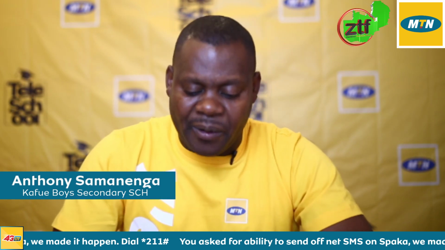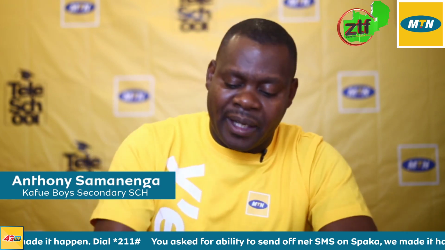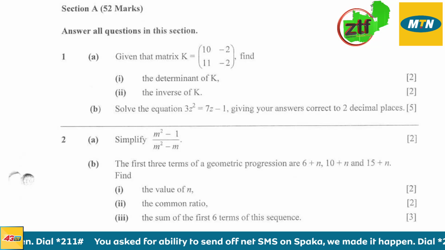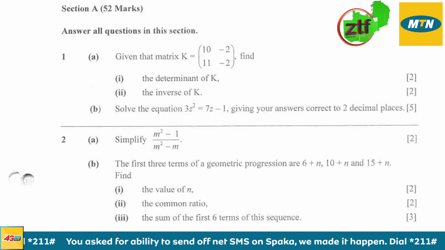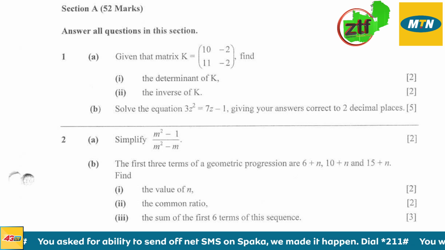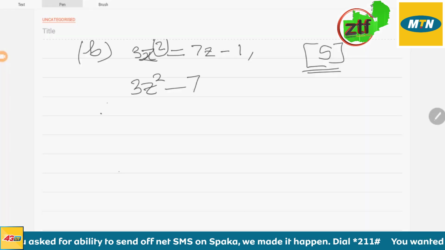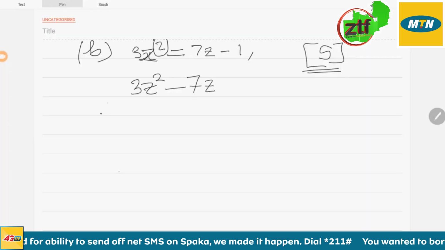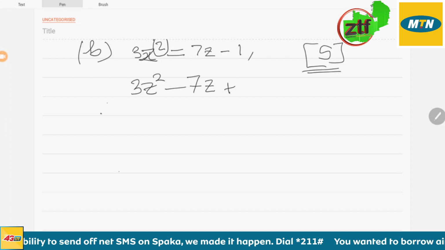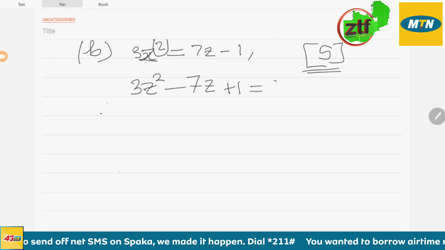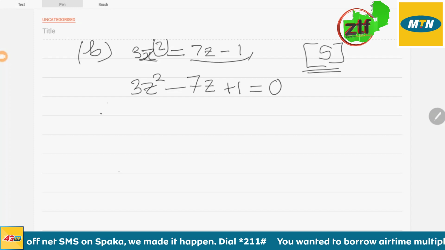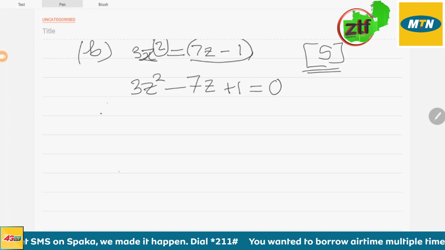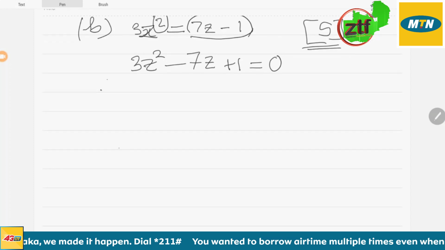But first, before we use the quadratic formula, we need to rearrange this equation properly. So we are saying 3z squared, collect the terms, minus 7z, and then plus 1, and gives us what? 0. We have transposed this to the other side, and then we have remained with 0. Great, I hope you're able to follow.